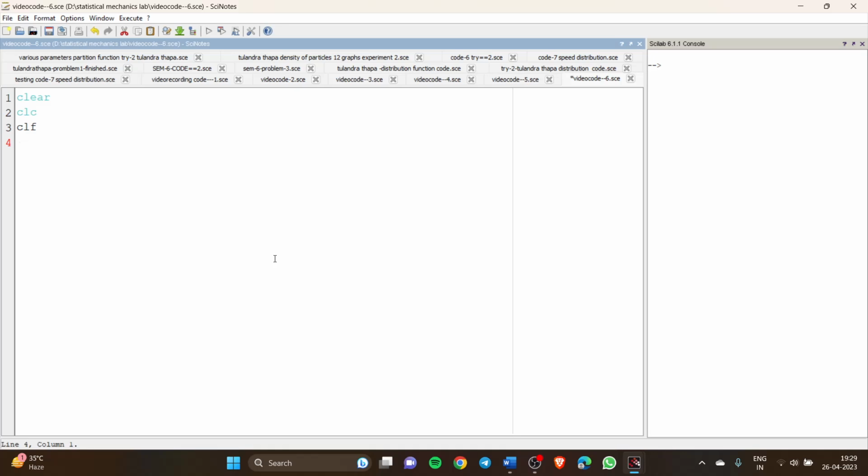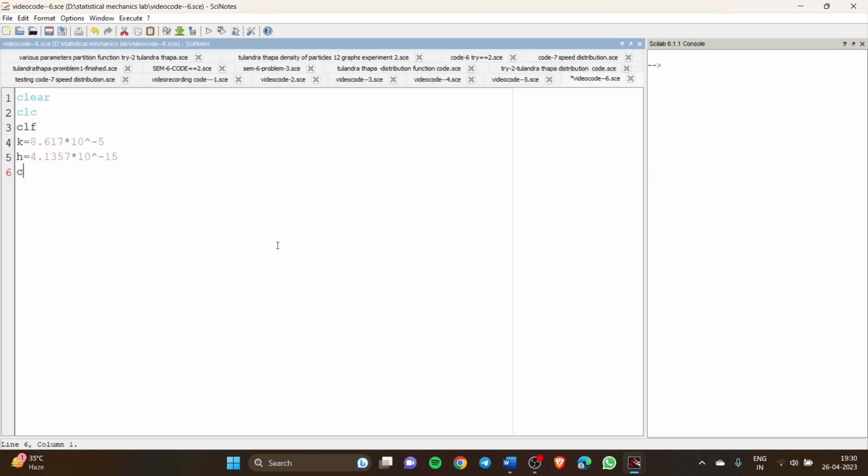So now let us start. We have K is equal to 8.617, that is the value of the Boltzmann constant in electron volts, into 10 to the power minus 5, and then we have H, the value of H in electron volts, 4.1357 into 10 to the power minus 15. So these are the values of our constants.